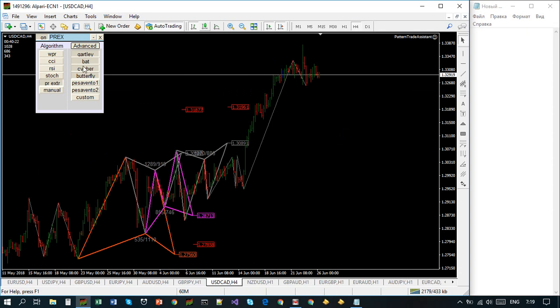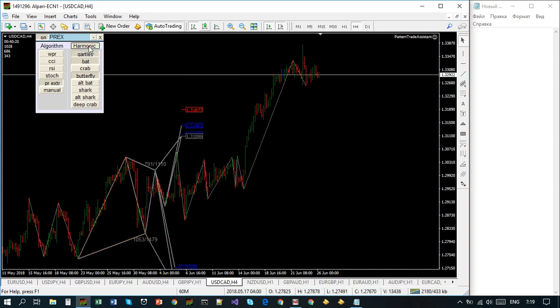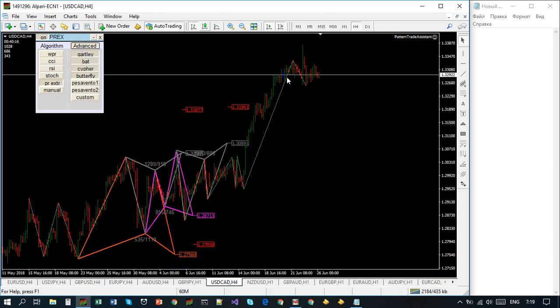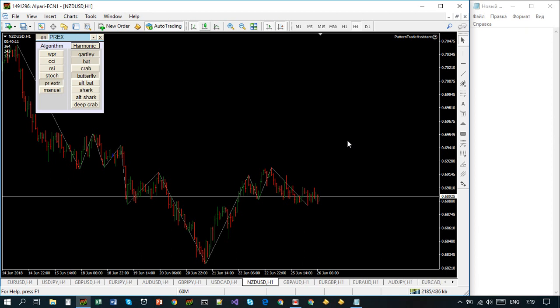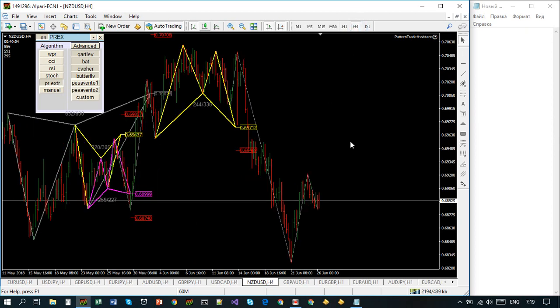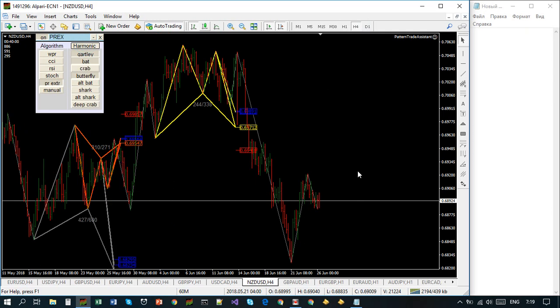Let us switch to 4 hour and do the same operations, repeat the same routine. Nothing is setting up on 4 hour. Okay, New Zealand dollar 1 hour. Let's go. Harmonic approach, nothing. Advanced pattern approach, nothing. 4 hour advanced pattern approach, nothing. Harmonic patterns, nothing.